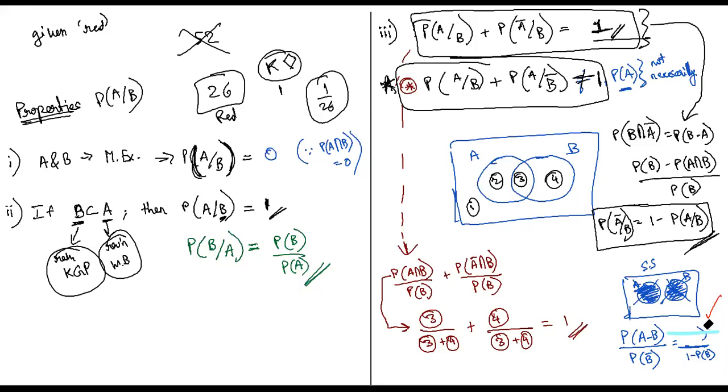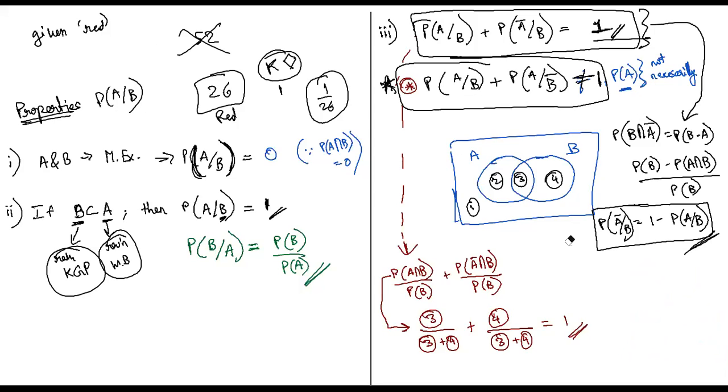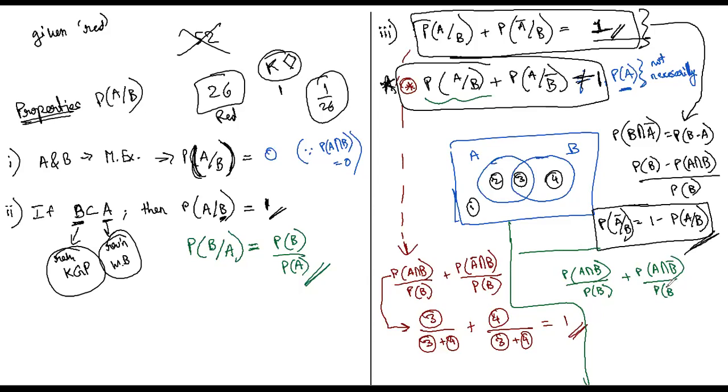Okay. So how I was planning to explain this property was using a Venn diagram. Second property, if you just write it in terms of the Venn diagram, what will this be? P of A given B will be probability of A intersection B over probability of B, plus probability of A but not B divided by probability of not B.